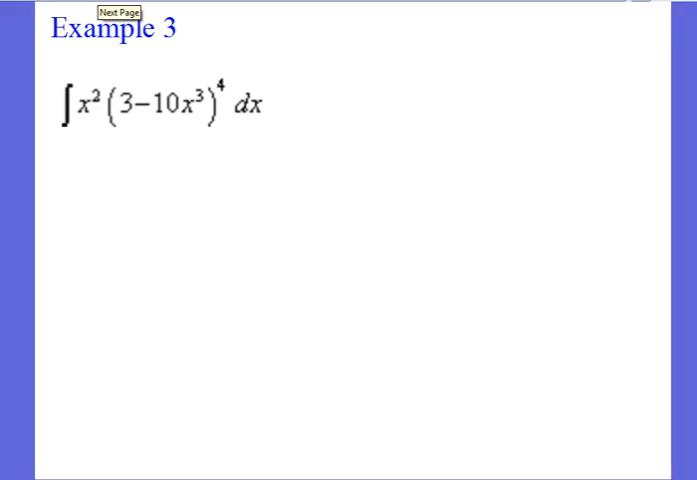So, I have the integral of x squared times (3 minus 10x cubed) to the 4th power dx. So, what do you suppose my u is going to be? 3 minus 10x cubed, what's the derivative of that going to be? It's negative 30x squared, but I only have a what?